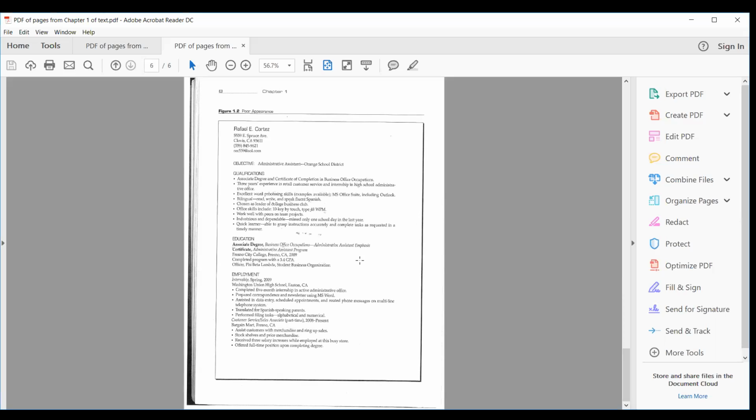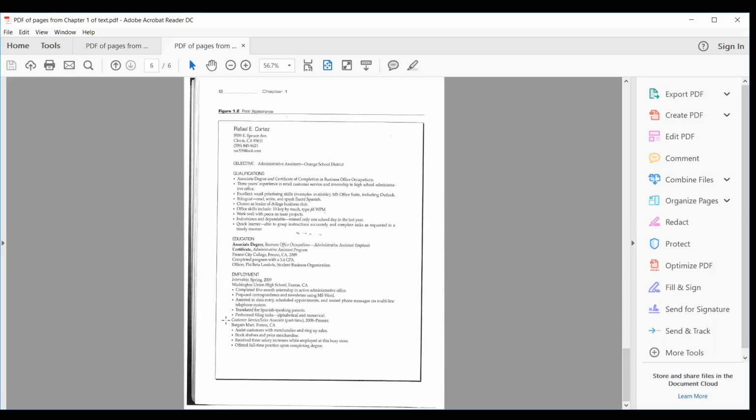Officer in the Phi Beta Lambda, fine. That might be something you'd put down under achievements and honors as well. Employment, internship with the Washington Union High School. Some of these things are not terribly useful. Listing all of these things that you did, I think what you'd want to do is again, you go back to the job description, find out what they really want, emphasize that.